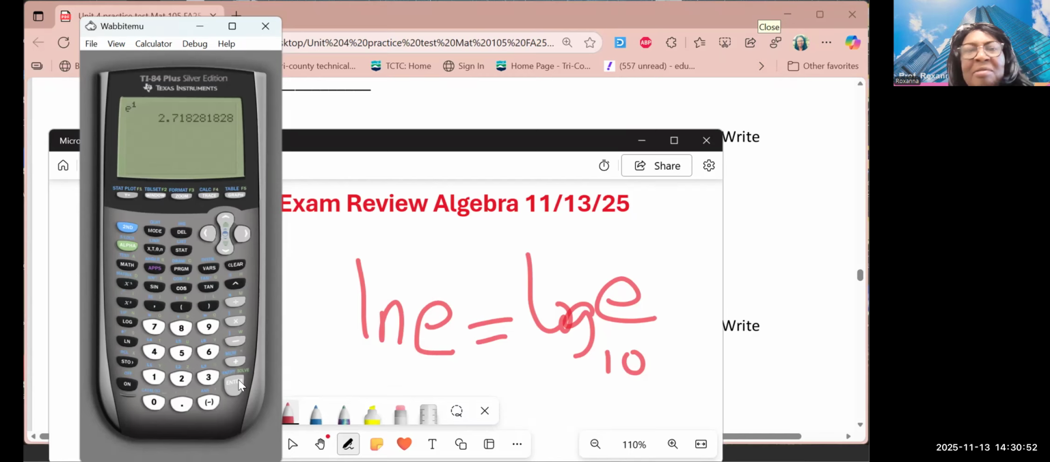E is an irrational number. Do you notice that the decimals are non-repeating and non-terminating? Therefore, E is an irrational number, just like pi. We also want to remember, they're all in the final exam.